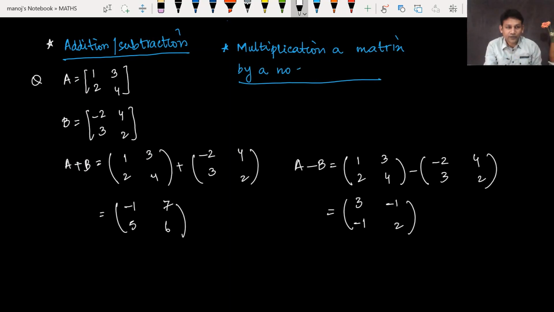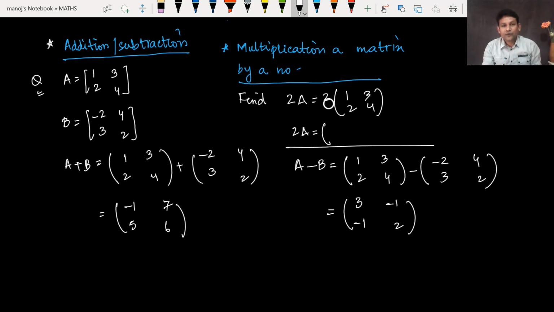Suppose the question is to find 2A. So 2A means A is 1 2 3 and 4. In multiplication by a number, the number will multiply with each and every entry. So 2A is: 2 times 1 is 2, 2 times 2 is 4, 2 times 3 is 6, and 2 times 4 is 8. That's your result.